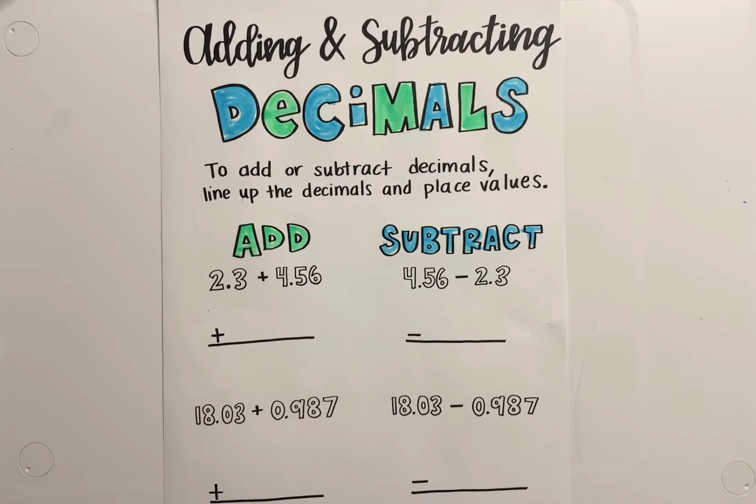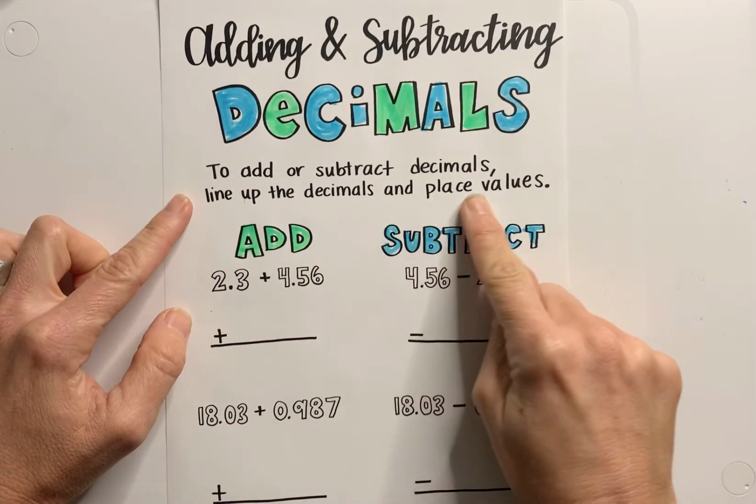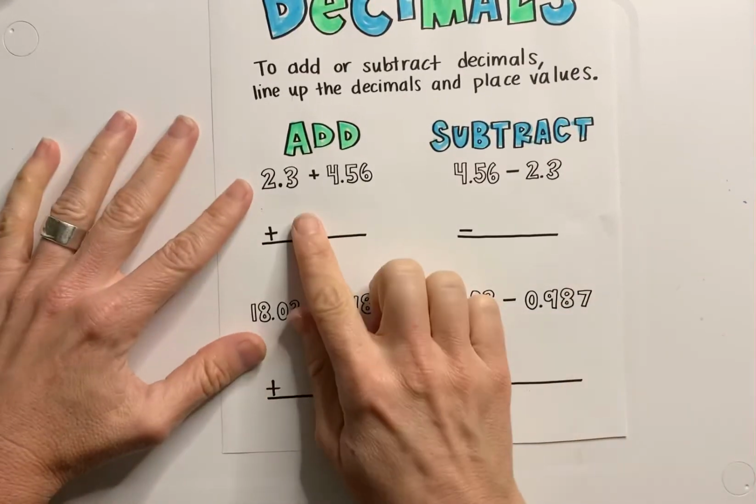In this video, we are going to review how to add and subtract decimals. So to add or subtract decimals, line up the decimals and the place values. All right, simple enough. Okay, so what if we had a situation like this?